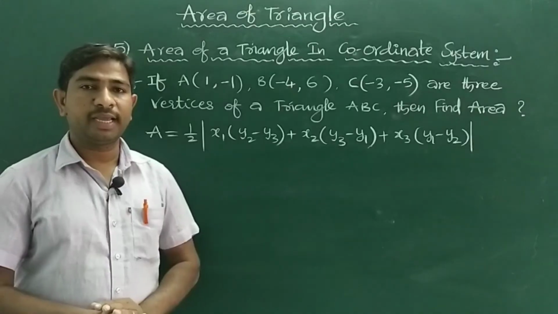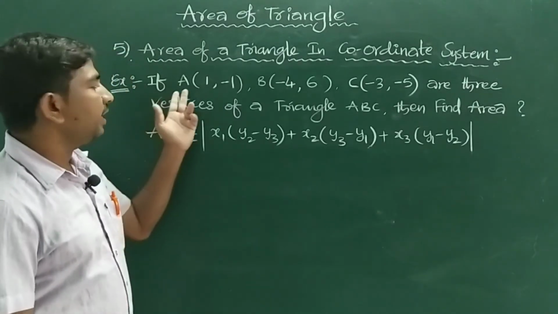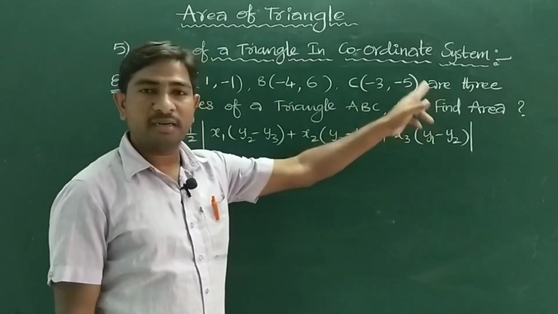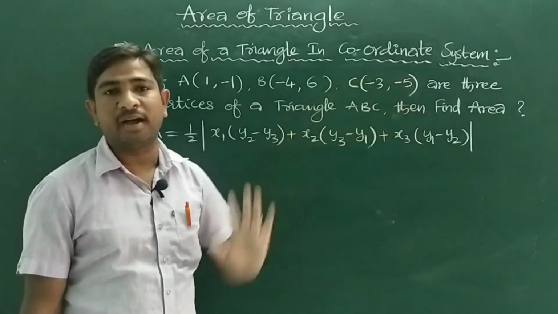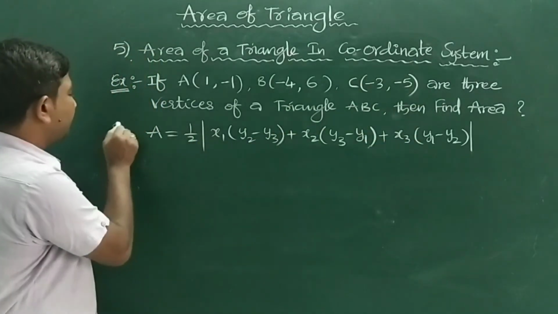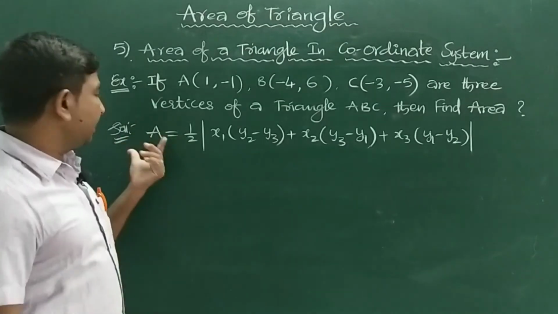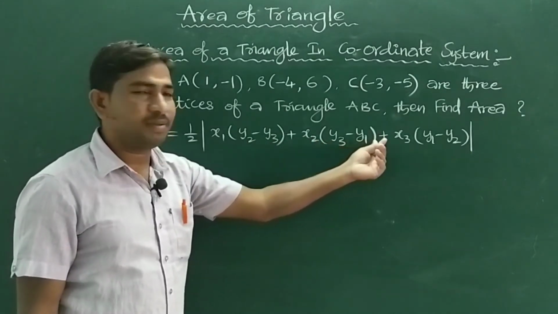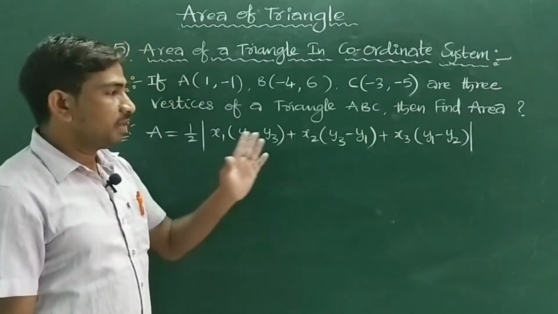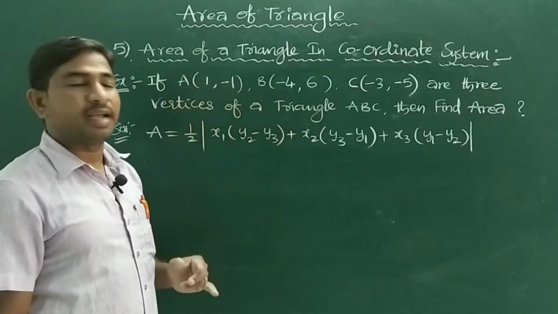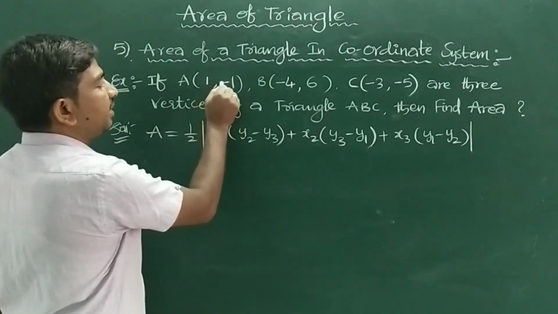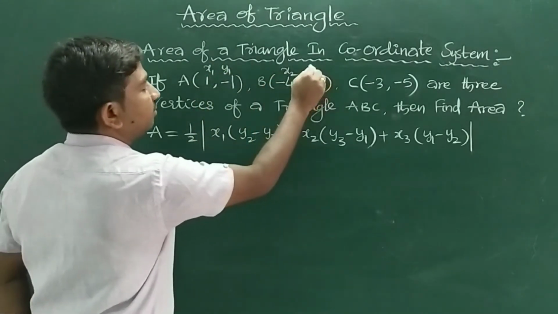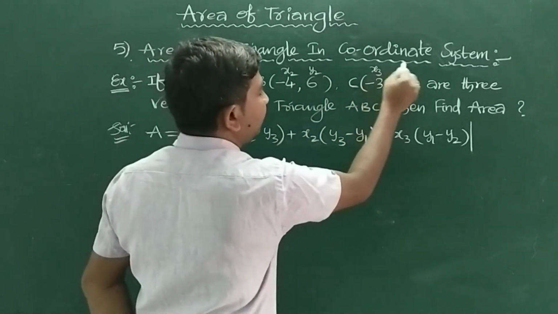Now take one example problem. If A (1, minus 1) is one of the vertices, B (minus 4, 6), C (minus 3, minus 5) are 3 vertices of a triangle ABC, then find the area. So here the solution for this, we have to use the formula area is equal to half mod x1 of (y2 minus y3) plus x2 of (y3 minus y1) plus x3 of (y1 minus y2). So by using this formula you will get the area of the triangle. So how? See here, A is the first one, this is x1 and y1, and this is x2 and y2, consider, and you see x3 y3.